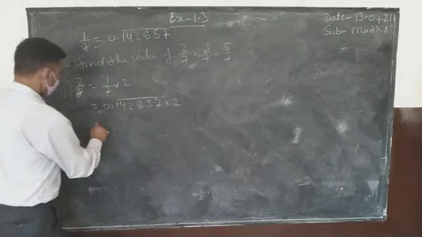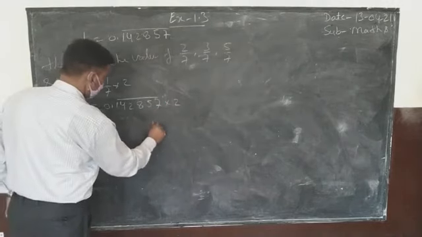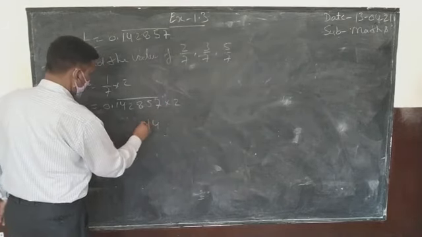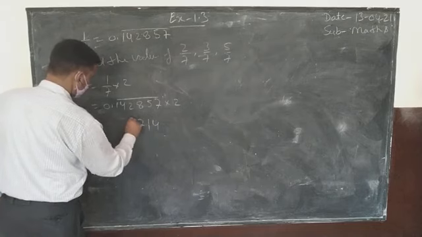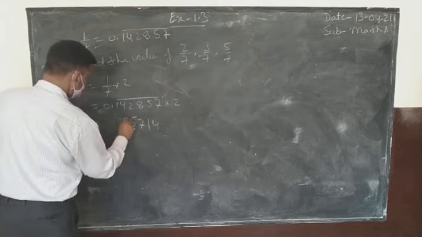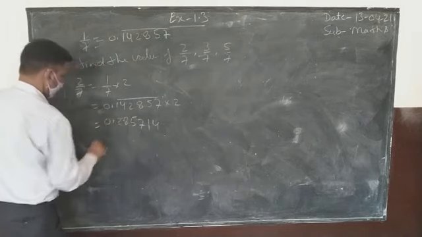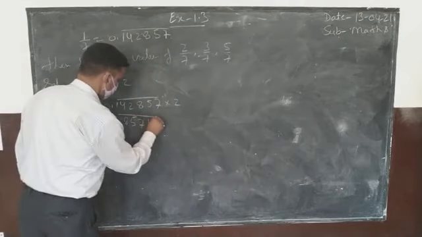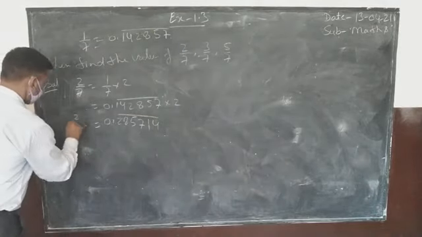So then you will multiply here. 7 twos are 14, 5 twos are 10, plus 1 is 11, 8 twos are 16, plus 1 is 17, 2 twos are 4, plus 1 is 5, 1 two is 2, 4 twos are 8. The result is 0.285714 with a bar. This is the value of 2 by 7.